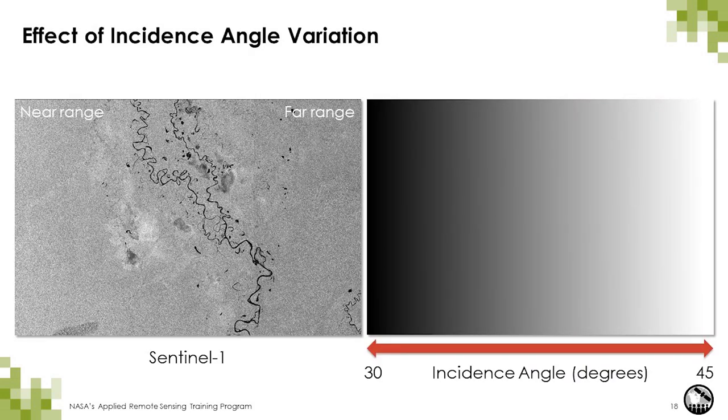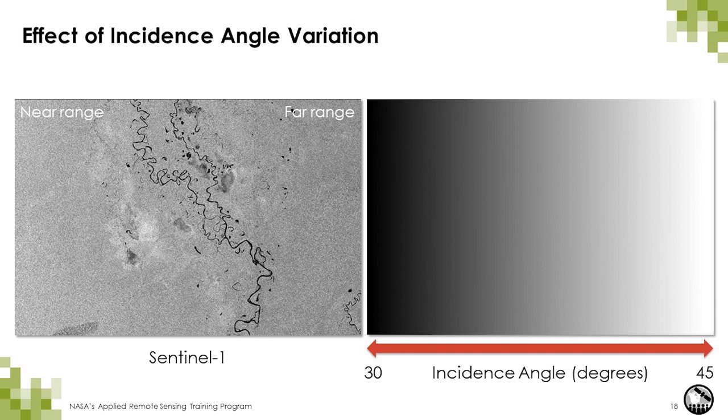This is an example of the effect of incidence angle variation discussed in the previous slide. This is a Sentinel-1 VV image, and the radar is left looking. If you look at the image on the left, that's the Sentinel-1 image, the surface appears smoother as the incidence angle increases. So that incidence angle will increase from near range to far range. And in this case, there's a 15 degree variation. In the near range, it's around 30. In the far range, it's around 45.